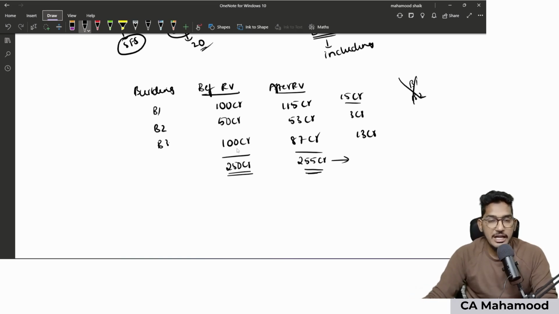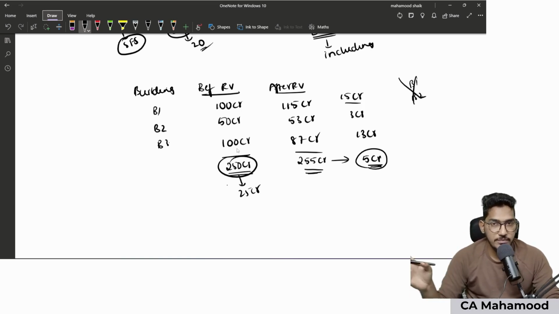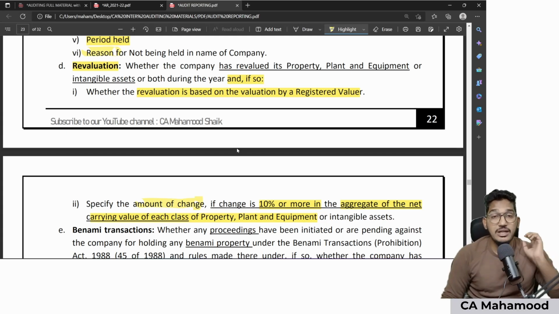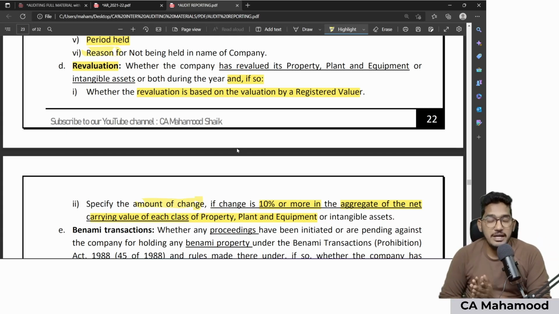So for the entire buildings category, there is only 5 crores of change because of revaluation, which is hardly less than 10%. Here 10% is 25 crores, but the effect of revaluation is only 5 crores. No amount is required to be reported. Clear everybody?